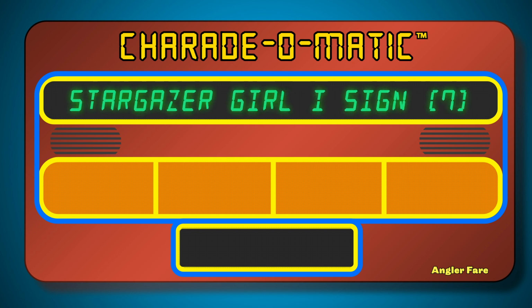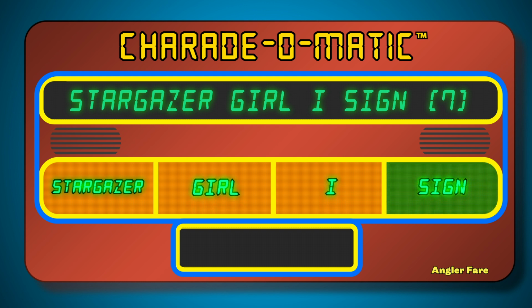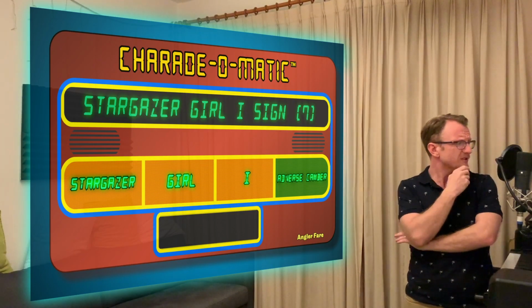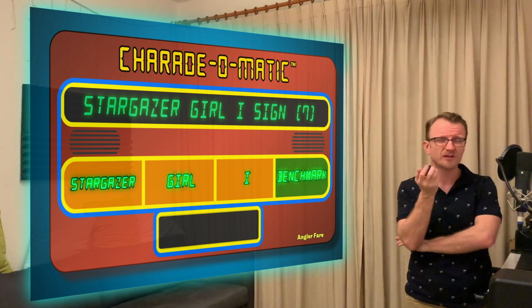So we have to look either side of the clue for a definition. It could be a stargazer or a sign. So let's try sign. Could be a road sign, could be exit, stop, yield, give way, no right turn, adverse camber. England, how is that a real street sign? Could just be a generic term for a sign, a yardstick, a benchmark, a notification.